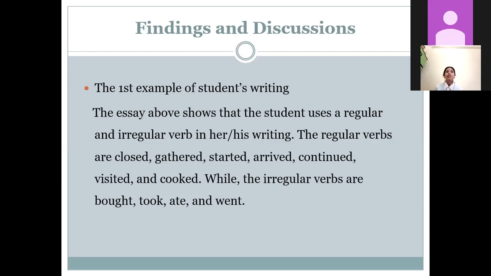And the common regular verb is added by -ed. For example, verb 1 is gather, then changed to verb 2 into gathered. While the irregular verbs are took, ate, and went. Those verbs show an irregular pattern. For example, verb 1 is buy, then verb 2 is bought. Next slide.